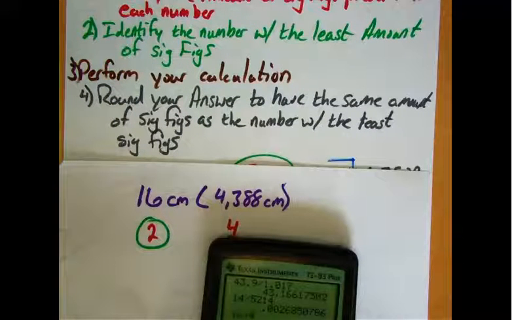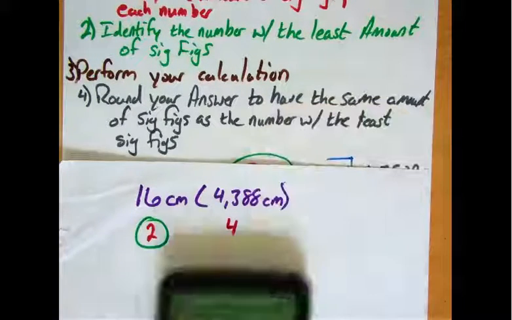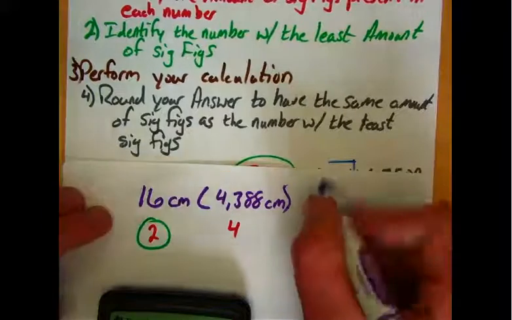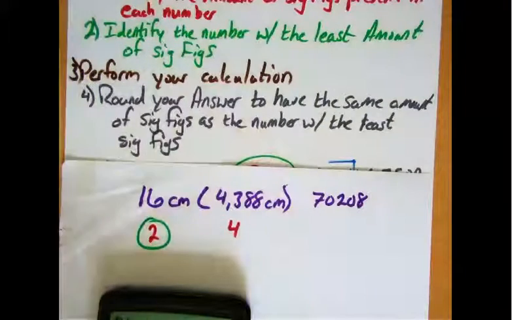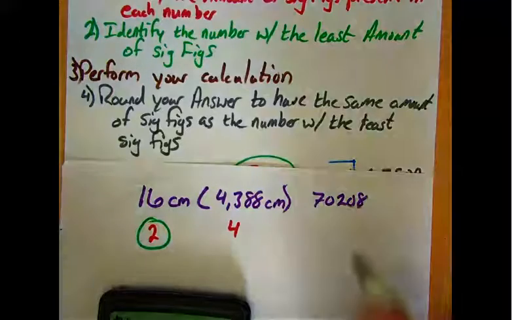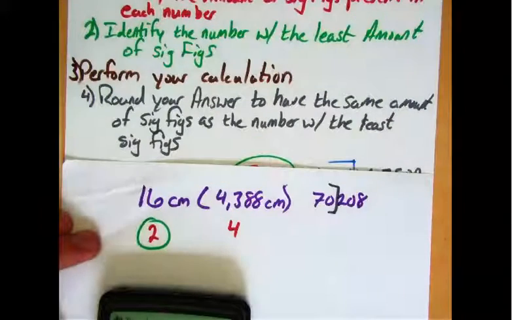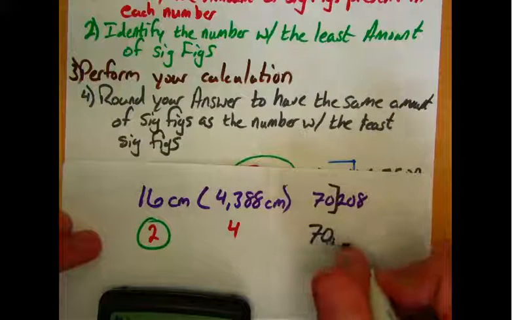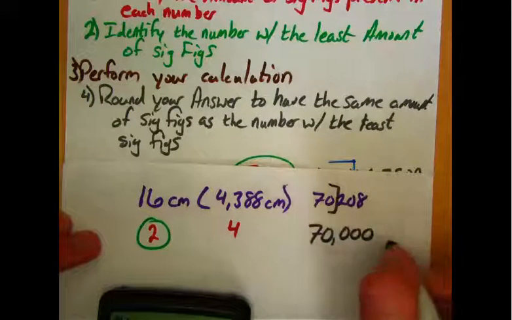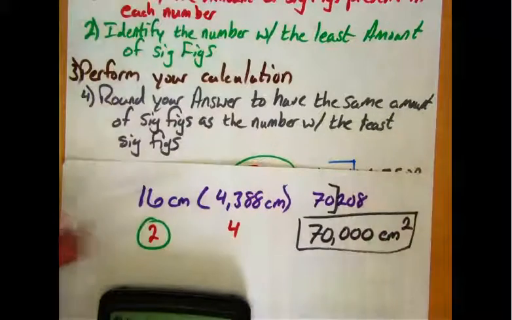Perform my calculation. 16 times 4,388 gives me this big old number right here, which is 70208. Step 4, round my answer to have 2 sig figs. So those are my 2 sig figs right there. Since the next digit is a 2, I'm going to round down. Everything else turns to a 0. That's centimeters squared. There is our final answer.